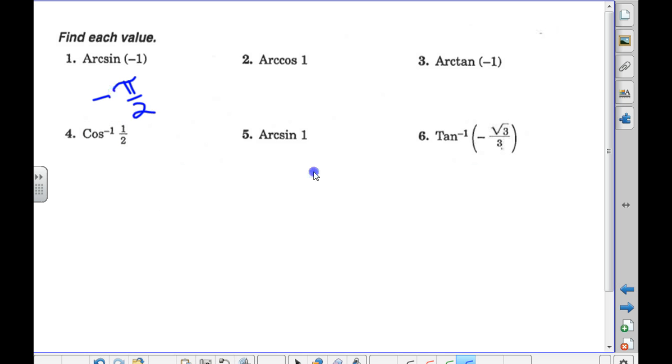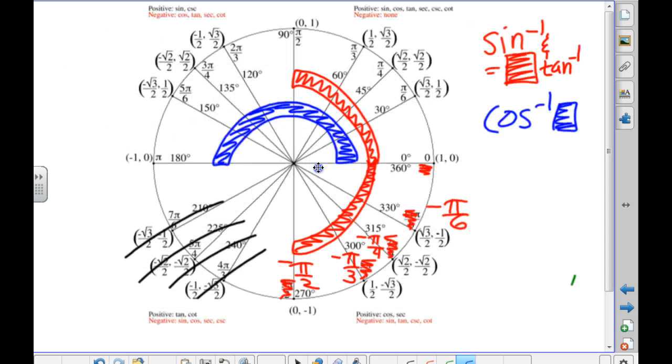You can't call that 3 pi over 2. Okay, arc cosine positive 1. Where's the cosine positive 1? It's at 0. Cosine is x, so it is at 0.